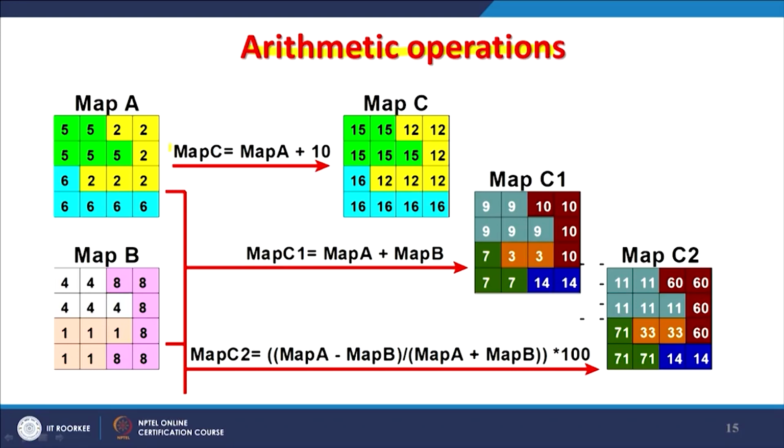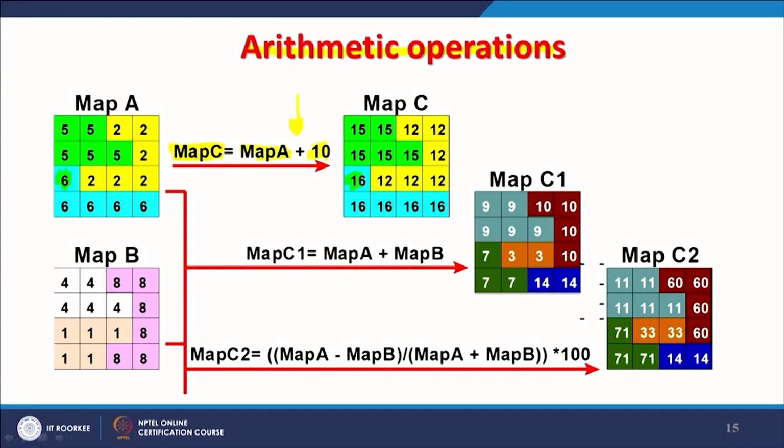So here what I am saying to the system is that map C is going to be equal to map A plus 10. As you can see, these different cells have different values, like 5, which when added with 10 becomes 15. Similarly, 6 added with 10 becomes 16. Very simple arithmetic operation, where I have used only this plus.